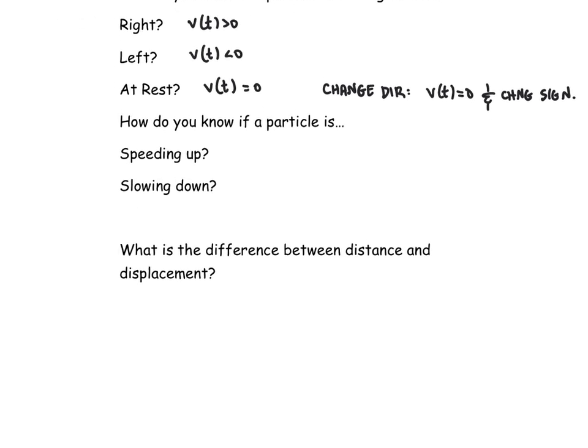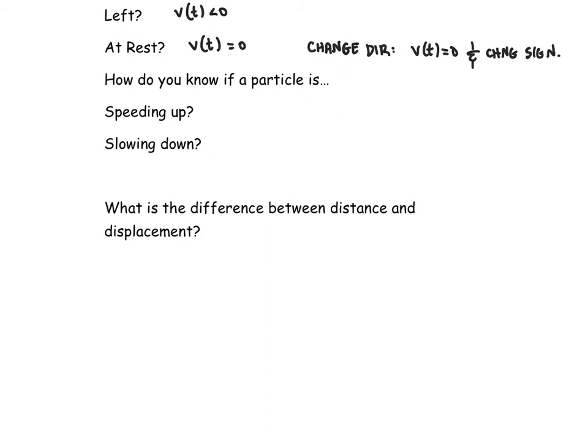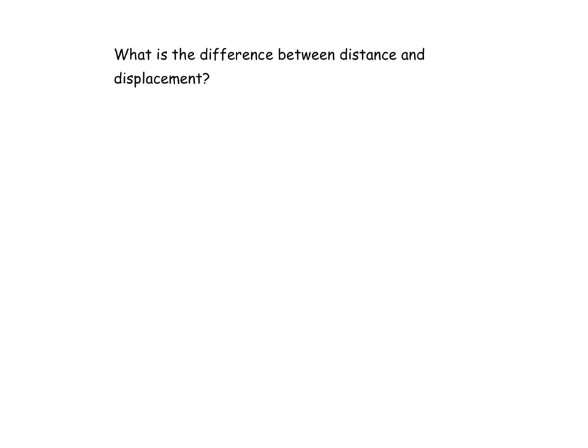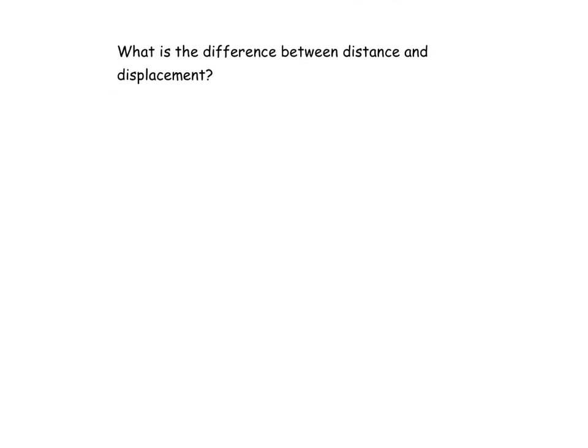How do we know if a particle is speeding up? Well, a particle is speeding up if v of t and a of t are the same sign, and a particle is slowing down if v of t and a of t are opposite signs. Okay, very good. Those are just some basics of kinematics, but we want to get into a little bit more with distance and displacement and move on to some word problems here.